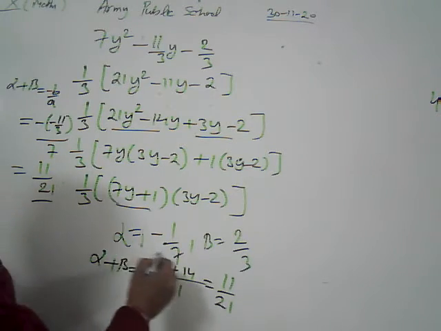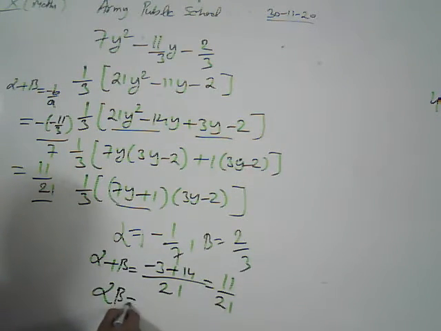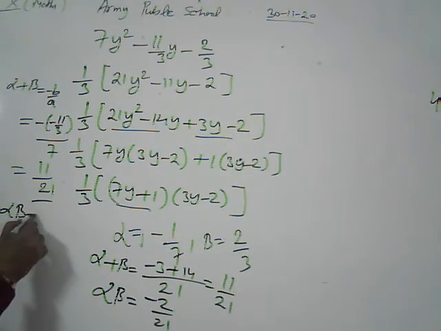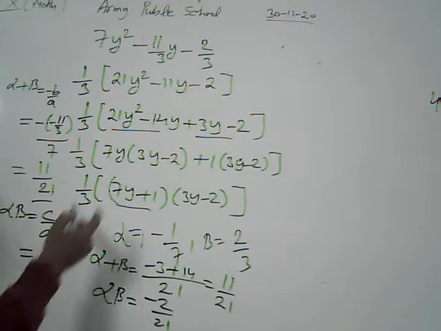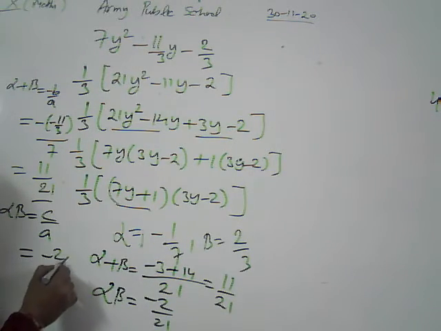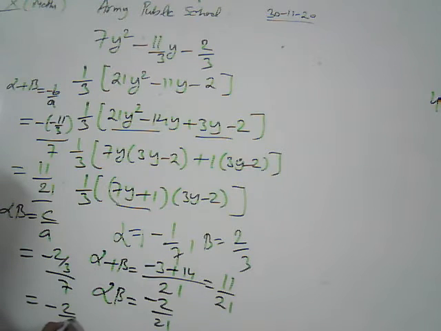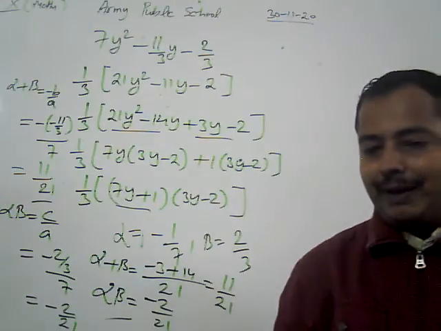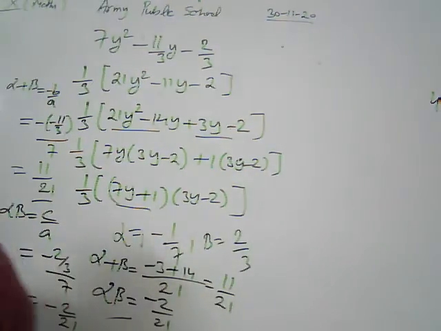Now we are going to find the product of alpha into beta. Then we get minus 2 upon 21. What is this if alpha into beta is given by c by a? What is the value of c here? Minus 2 by 3. The value of a is 7. After solving, we get minus 2 by 21. This means the value of alpha into beta is equal to c by a. Then look, we have verified our relationship between the zeros and its coefficients.